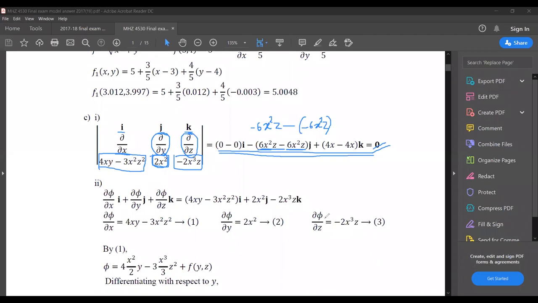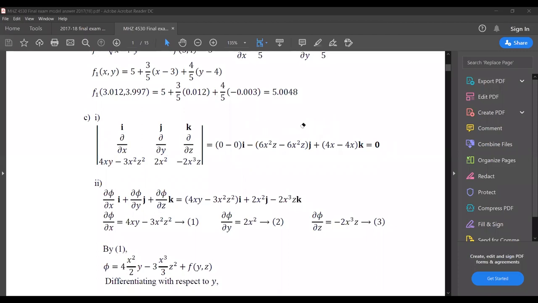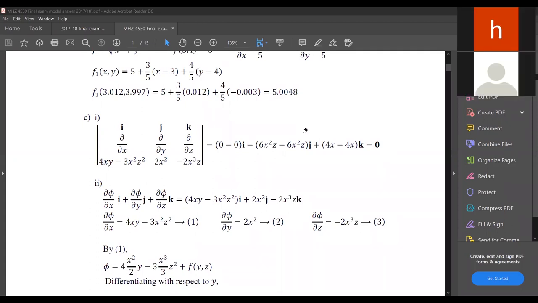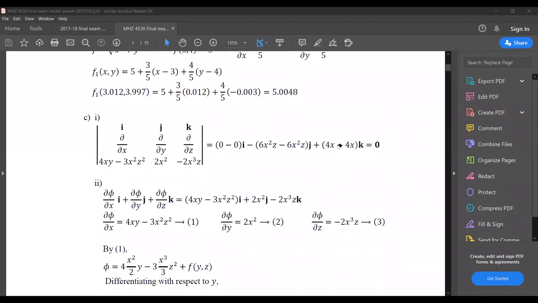I hope you have got the idea behind that, right? So the next question is, we have proved that the field is conservative. And the next part is asking us to find a scalar potential phi such that F equals the operator del (upside-down delta) acting on phi, right?